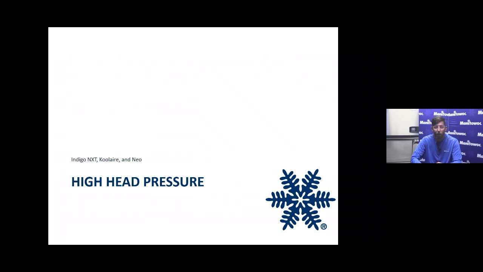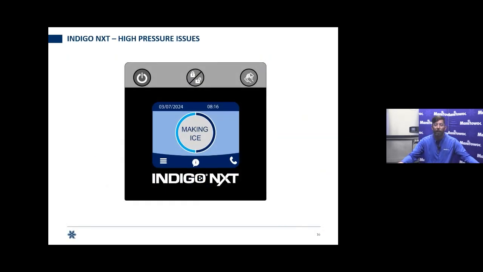All right, but high head pressure, what will you see on each machine? We're going to talk about that now. So we're on an Indigo Next, the current line that you'll see out there, and what we're looking for is, hey, we're seeing the machine, customer called, we don't know the problem yet, just turned it on, and that high pressure switch opens. Maybe we don't see it because we stayed on that home screen. Real-time data is your friend. We'll show you how to get there.